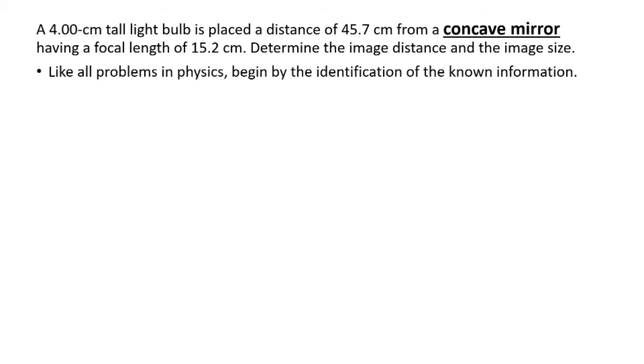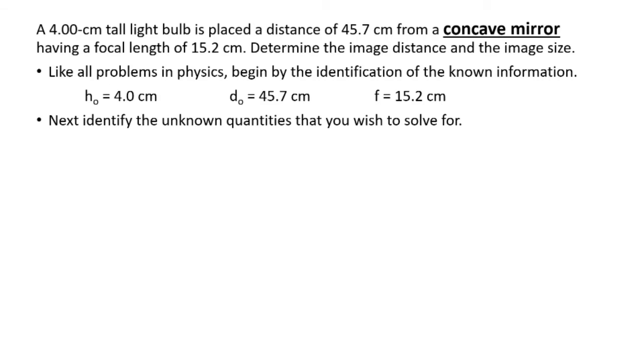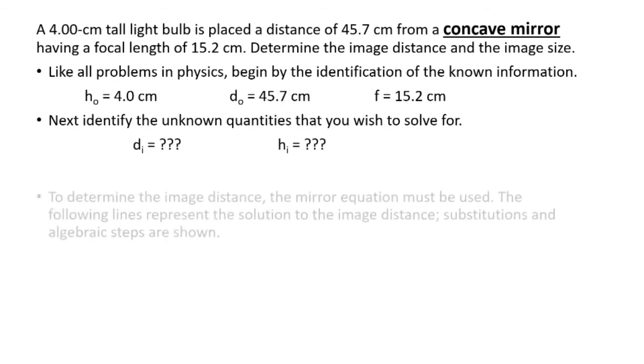Like all problems in physics, we're going to begin by identifying the known information. So far, we know the object height to be 4 centimeters, the object distance to be 45.7 centimeters, and the focal length to be 15.2. Next, we're going to identify the unknown quantities that we wish to solve for. We would like the image distance and the image height.